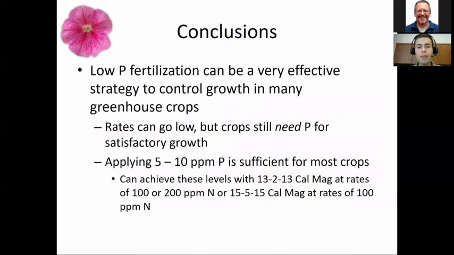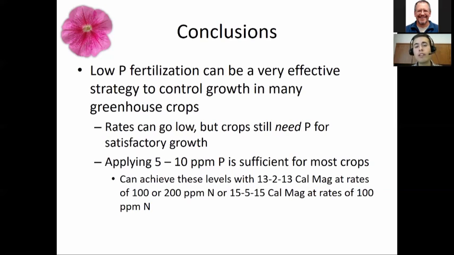So now let's talk about some of the conclusions. Low phosphorus fertilization can be a very effective strategy to control growth in many different greenhouse crops. You can take rates very low, but crops still need phosphorus for satisfactory growth. You can apply about 5 to 10 parts per million phosphorus, which is sufficient for most crops, as I've shown, and you can achieve these levels using low phosphorus fertilizers such as 13-2-13 Cal Mag at rates of 100 to 200 parts per million nitrogen, or 15-5-15 Cal Mag at rates of 100 parts per million nitrogen.